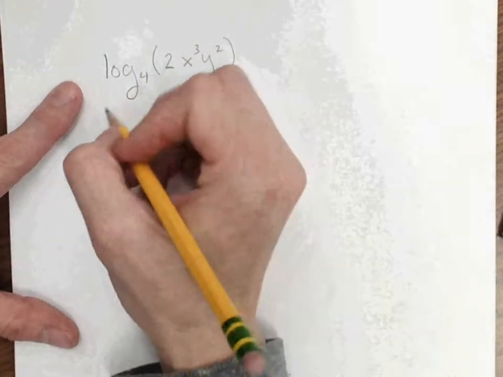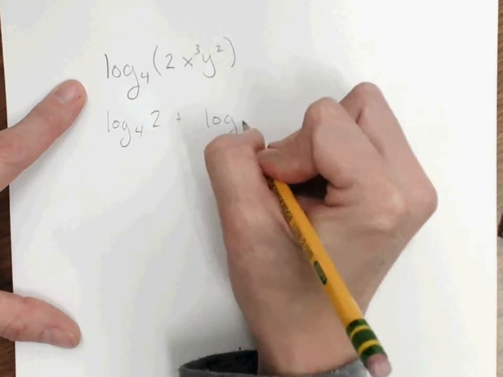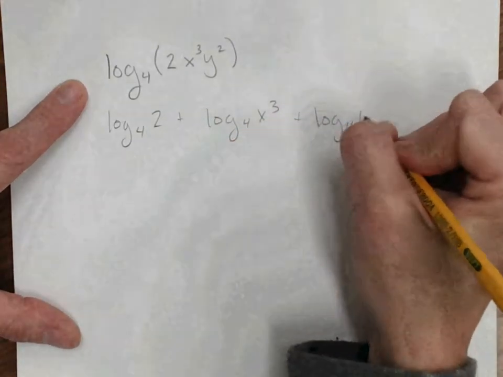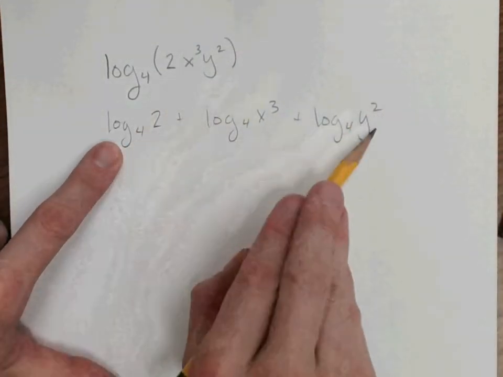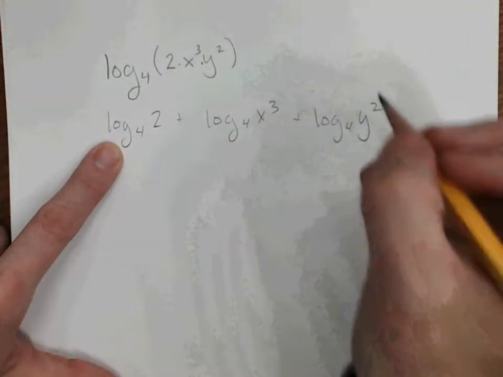This right here, I've got log base 4 of 2 plus log base 4 of x cubed plus log base 4 of y squared. So notice all that I did was just separate these out into its individual pieces using which property? The product property.